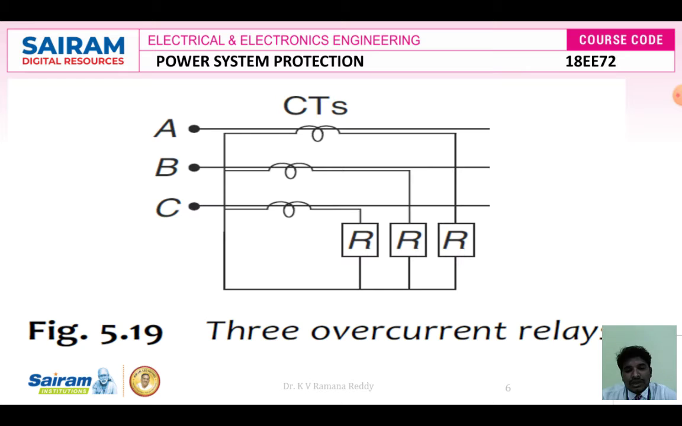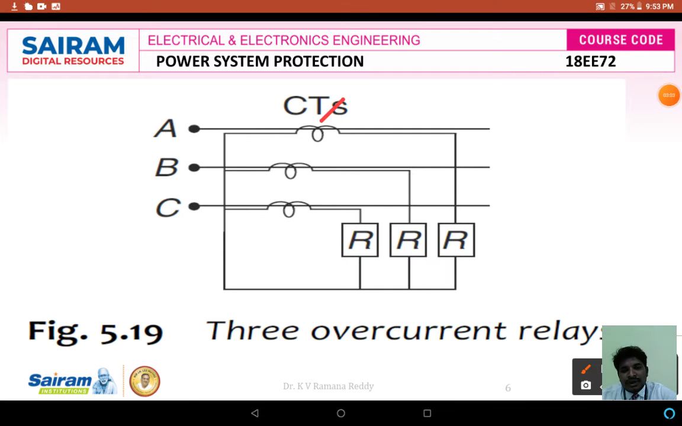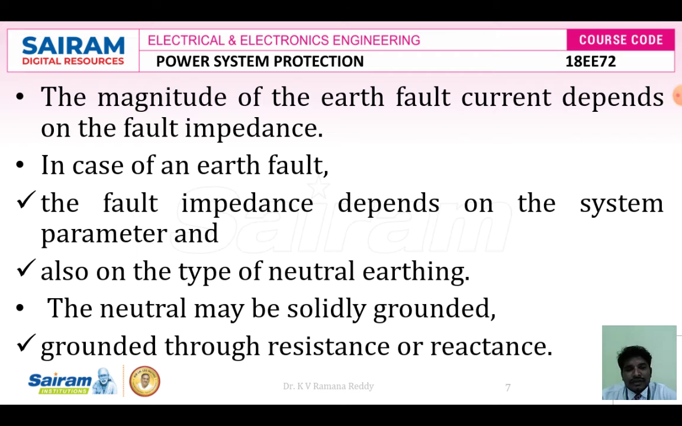Here we can look at the 3 phases individually, A, B, C. For the 3 phases there are 3 current transformers, CT1, CT2, CT3, at phase A, phase B, and phase C. With respect to each phase, one relay is connected in series with the current transformer to isolate the faulty section of the system from the healthy section. The magnitude of the earth fault current depends on the fault impedance. In case of an earth fault, the fault impedance depends upon the system parameters and also the type of neutral earthing.